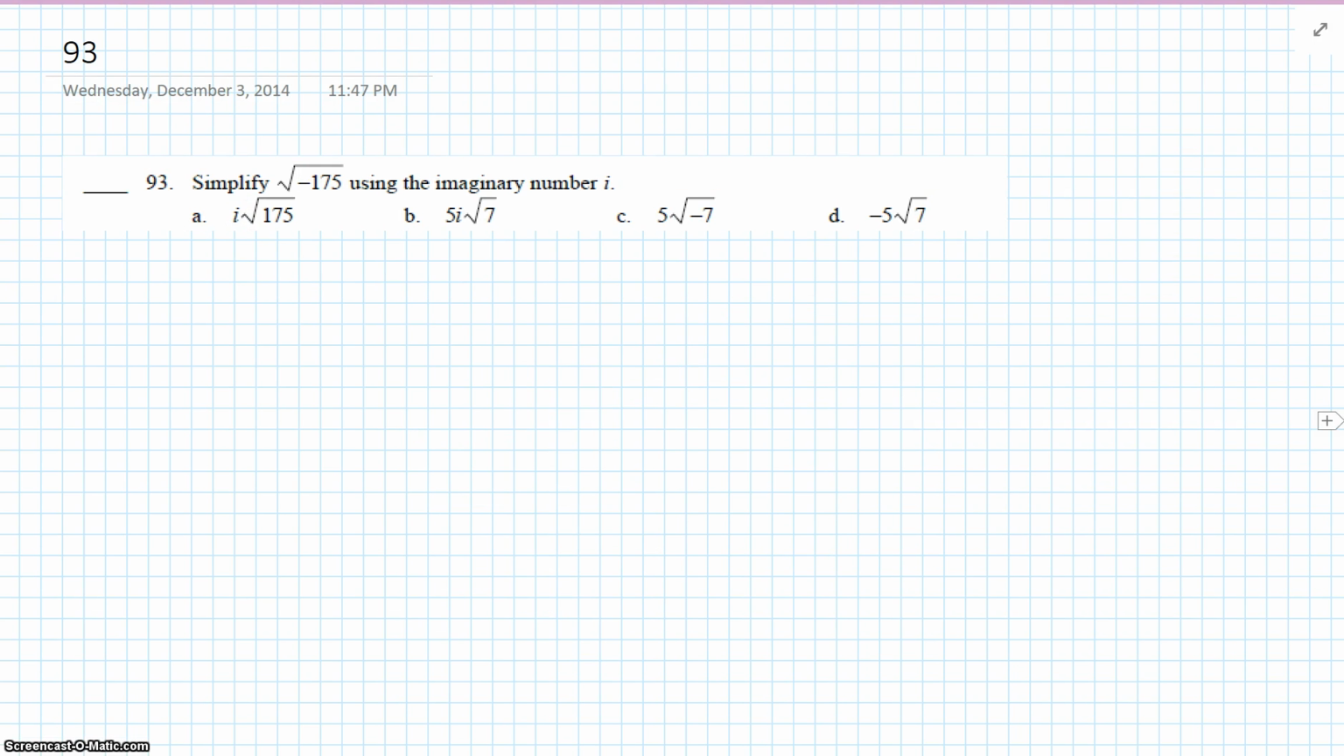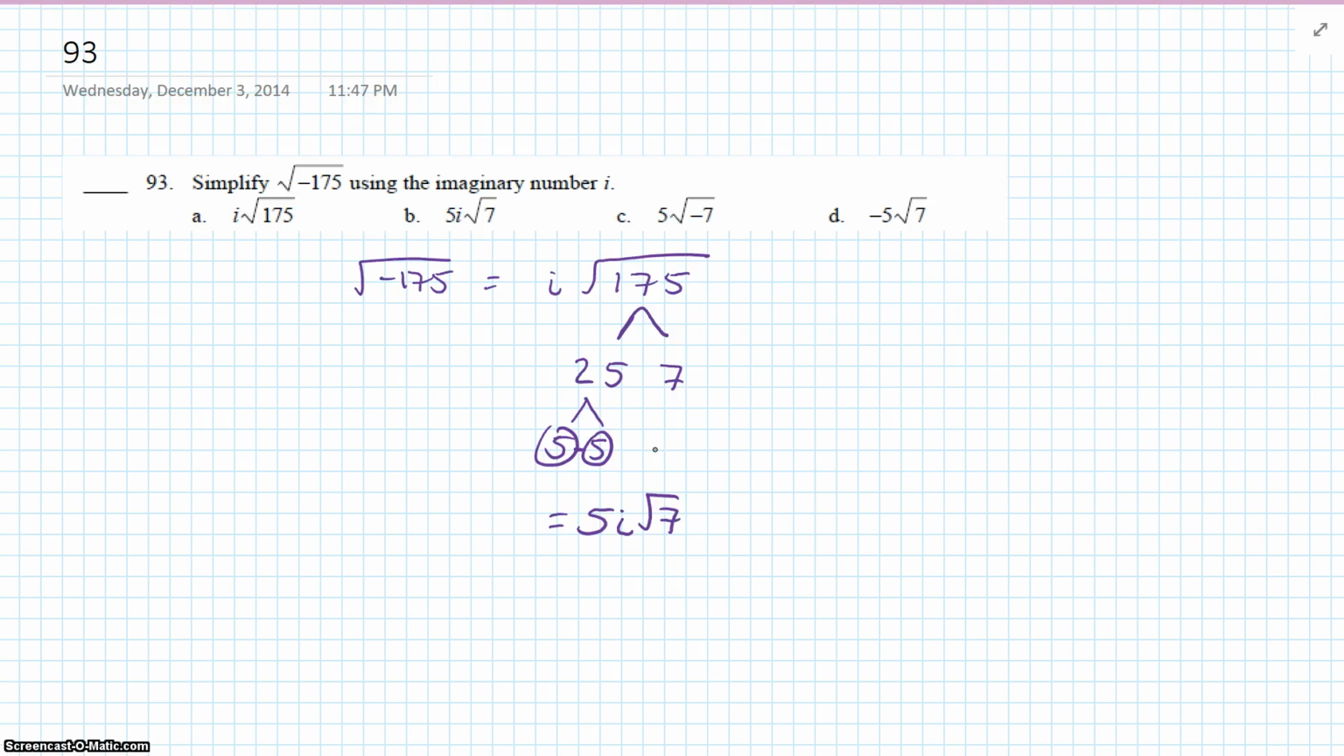93. Simplify the square root of negative 175 using i. Well, the square root of negative 175 we can rewrite as i times the square root of 175. We can go ahead and use our factor tree. We can go 25, and that's going to go into that 7 times. If you need to, you can go ahead and factor down 25 to 5 and 5, so you can see it's going to pull out. So we can rewrite this as 5i square root of 7. Answer is B.